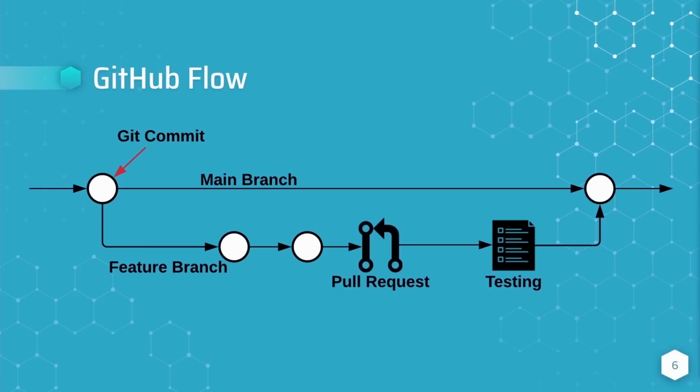After pushing our changes, we would open what's known as a pull request. A pull request is the equivalent of a merge request in GitLab. The opening of the pull request should trigger automated testing of the changes located on the feature branch. Once the changes have been reviewed and verified, the feature branch is merged into the main branch.